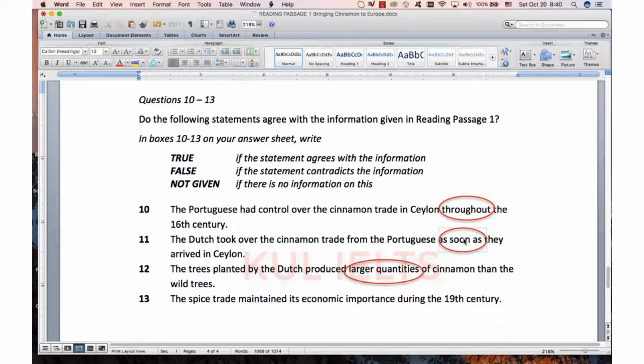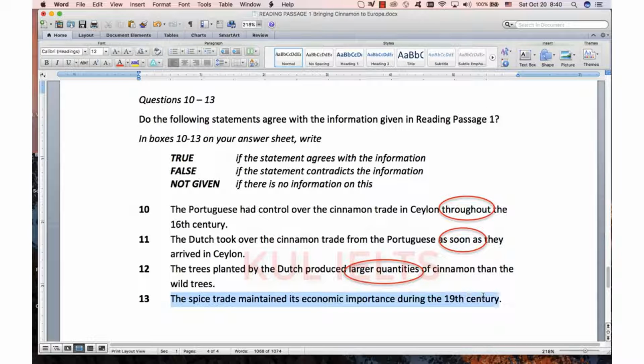Okay, so that's what I've identified as the target language. They weren't super easy. This one was obviously quite easy because it's just larger, smaller. But these were kind of about time. Of course, IELTS will test those as well. As soon as, was it immediately or did it come later? Was it throughout or was it only in the beginning or in the end?